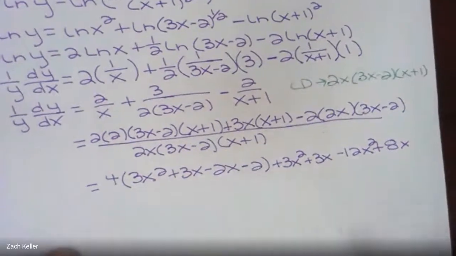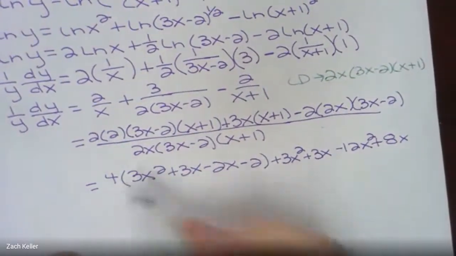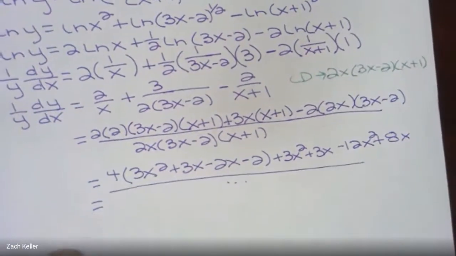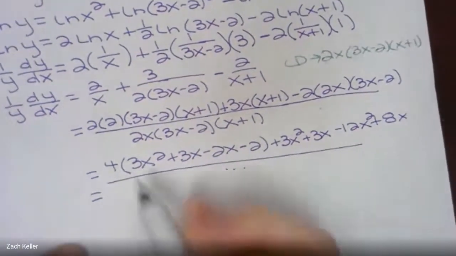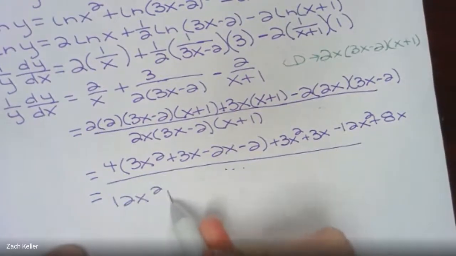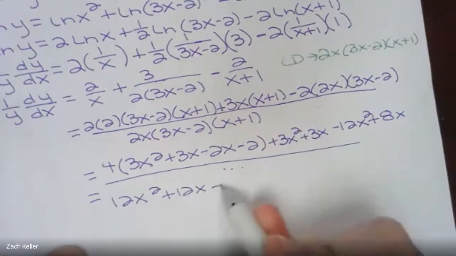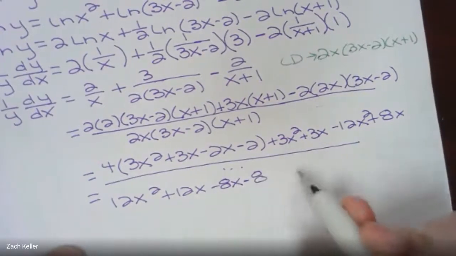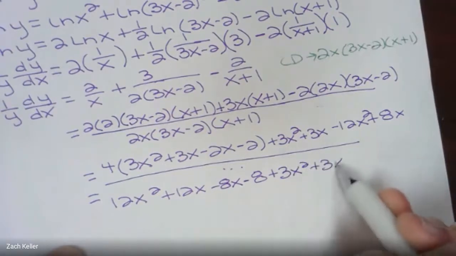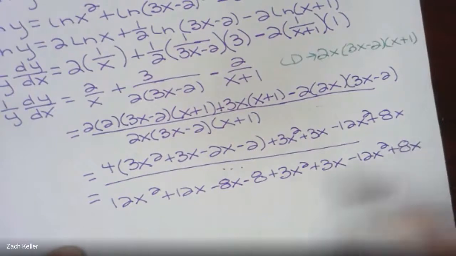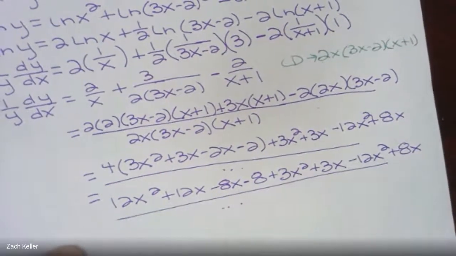All over the, I mean, you don't really have to write the common denominator yet. We know it's there, but you can just wait to write it at the end if you want to. Distribute the 4, so 12x squared plus 12x minus 8x, which you could have combined those, but whatever, minus 8 plus 3x squared plus 3x minus 12x squared plus 8x all over the denominator.